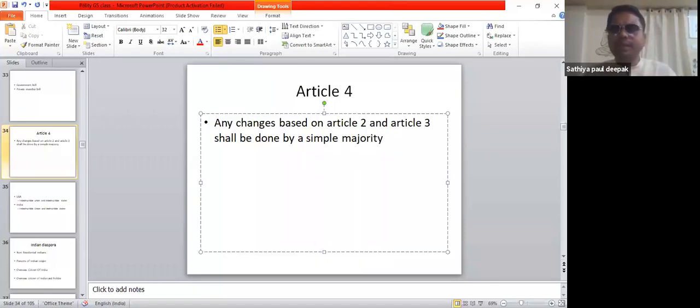Okay, simple majority. See, about note making, that day I saw one of the students' notes. You are writing everything I'm saying, everything that has been put in the PPT. See, now you can just put Article 4, first point, simple majority. That is the key point. So when you see it, you will remember that any changes made in Article 2 and 3 should be done by a simple majority. So when making notes, listen to me and then make a crisp note. Then only it will be easy for you to revise. Now this also we can easily remember: it is not a special majority, it is a simple majority.